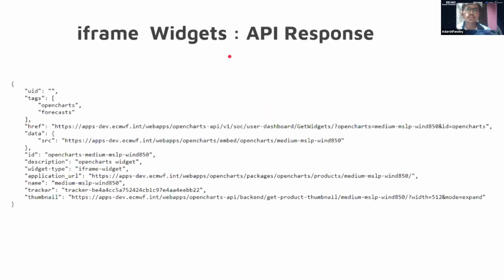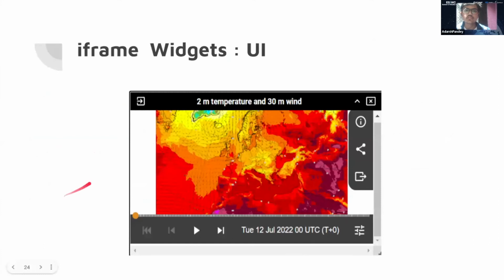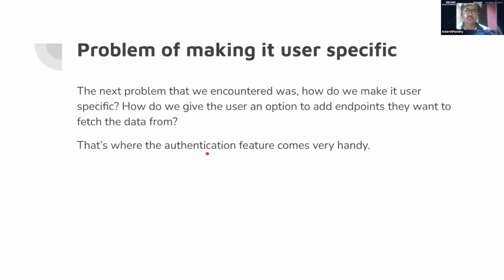The typical response of an iframe widget looks something like this. We'll again have tags, href. Data here is a bit different because it will have a source. The source is the link that is rendered as an iframe on the screen, embedded in the widget. ID, description, widget type, application URL, name, tracker, and thumbnail. The UI looks something like this. So this is how a chart, which is rendered as an iframe, is rendered on our dashboard.